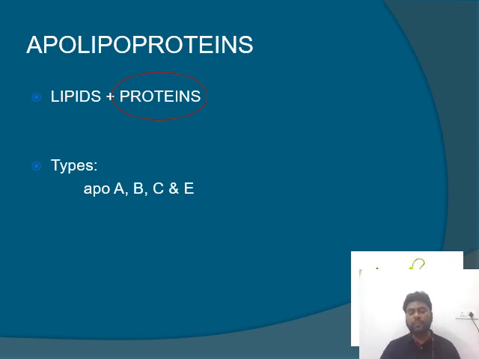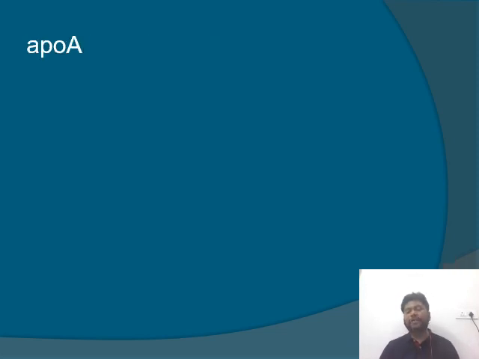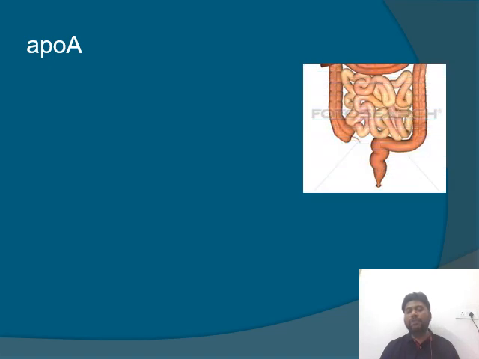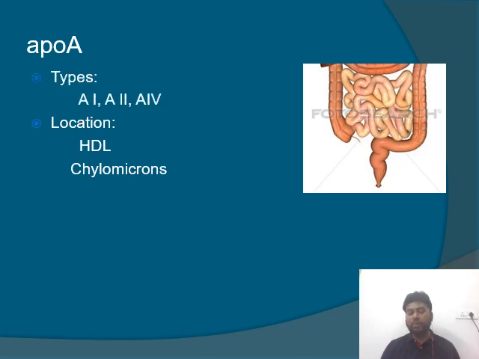So first we will start with ApoA. ApoA is mainly produced in the intestine. That is the reason it is also present in the lipoproteins which are synthesized exclusively in the intestine. In the intestine we actually synthesize HDL and chylomicrons. These are the two lipoproteins synthesized in the intestine, so both will contain ApoA. This ApoA can be of three different subtypes: ApoA1, A2, and A4.